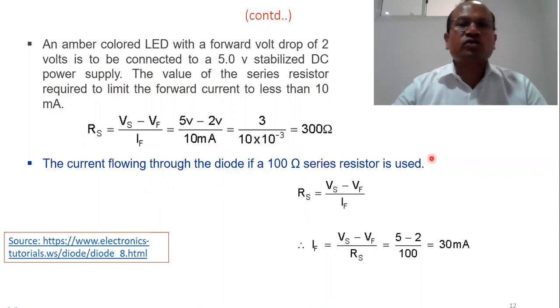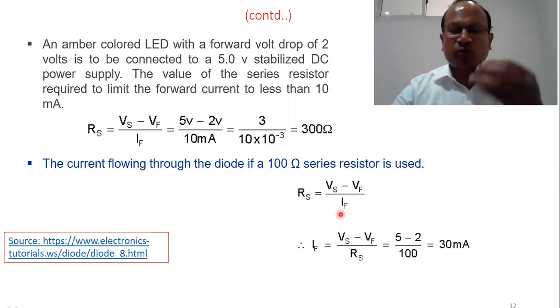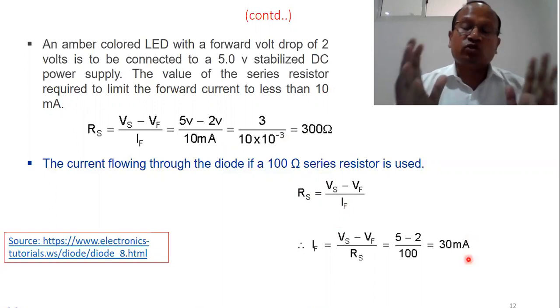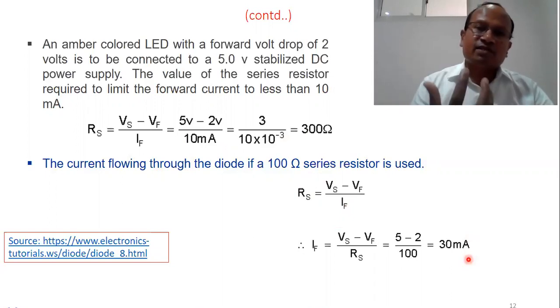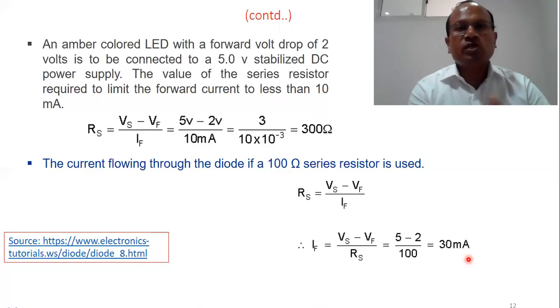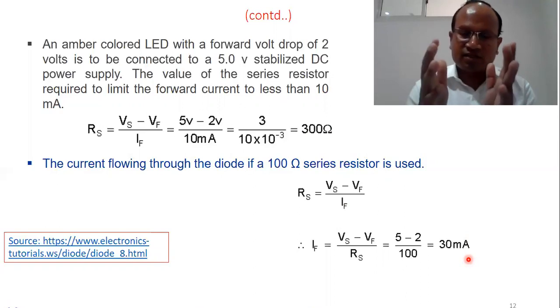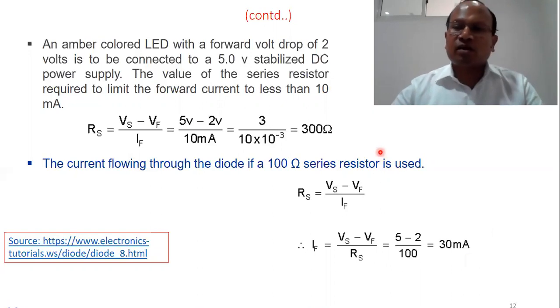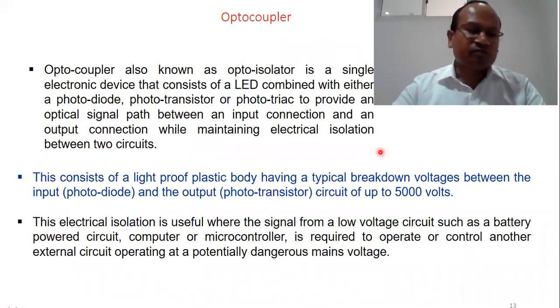Suppose the series resistance is 100 ohm now. In that case, the current will be 30 milliamperes. So you can understand, when you reduce the series resistance, current is increasing. When you increase the resistance, current is decreasing. So the current limiting action is performed by the series resistance, which we connect in series with the LED. The resistance is connected between the power supply and the LED. We are not directly connecting the power supply, otherwise it may damage the LED.